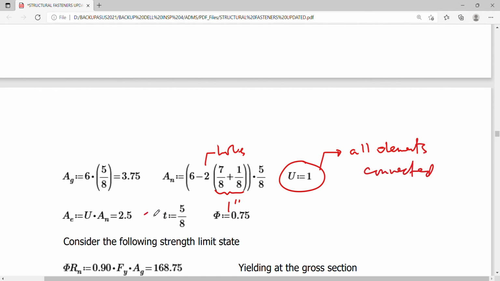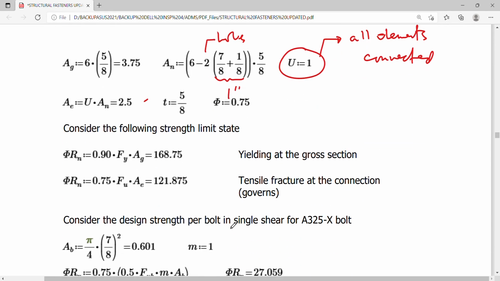So this is 2.5. So AN is 2.5, therefore your A effective is 2.5. T is equal to 5/8. Phi is equal to 0.75 inch. So in consideration of limit states, we don't check the block shear failure mode.